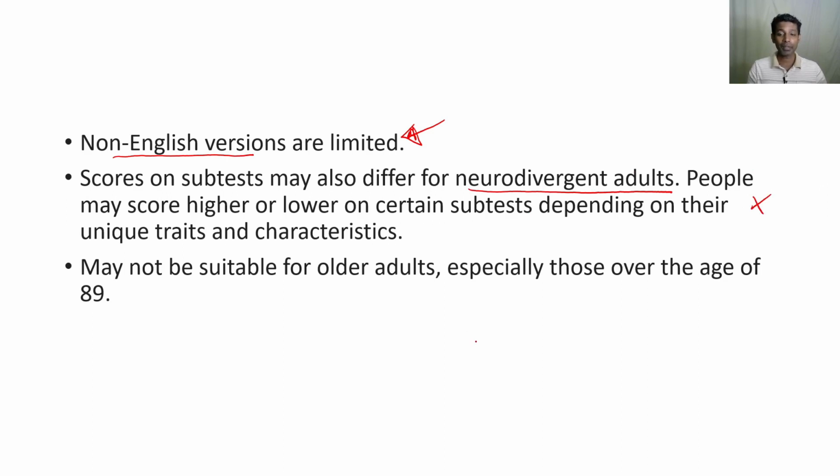Now another criticism, which seems very interesting, is that for those who are over the age of 89, the test is not suitable. Is that really a criticism? A person is above the age of 89 and this test is not suitable for them. Obviously, yes. I don't think Wechsler is claiming that this is suitable for a very old person, above the age of 89 or 90. So personally, I don't find this a very major criticism.